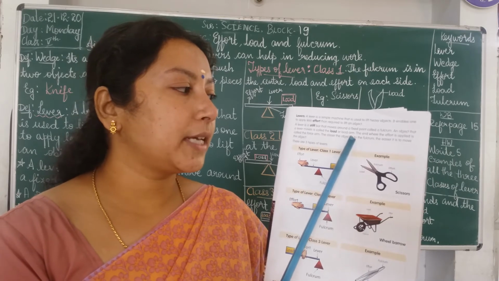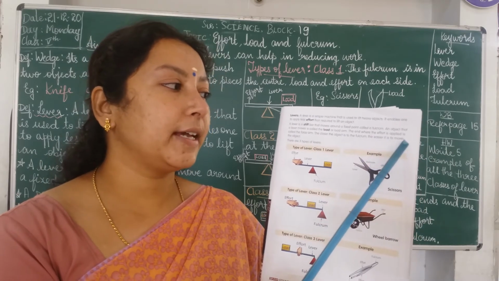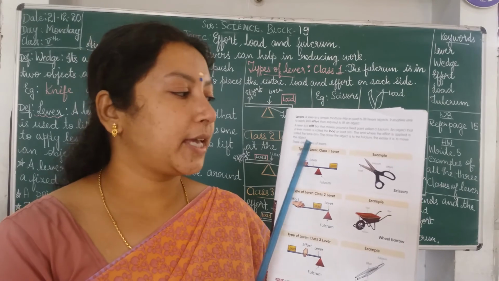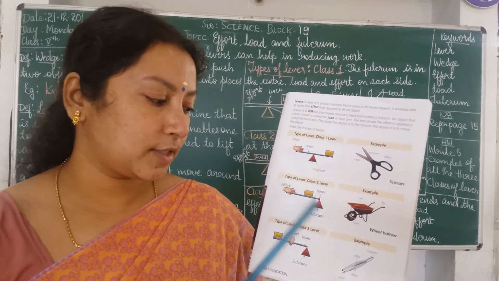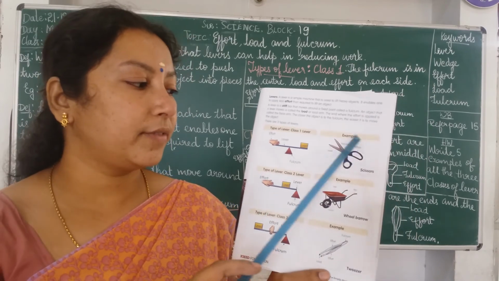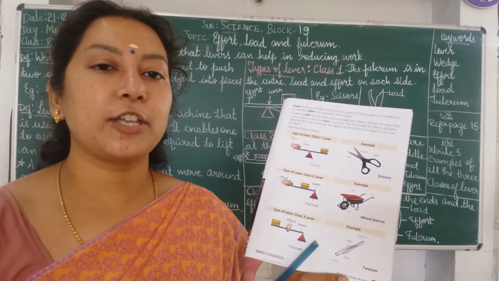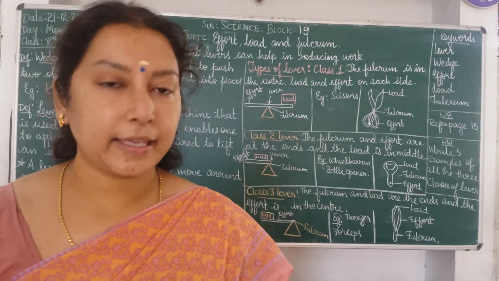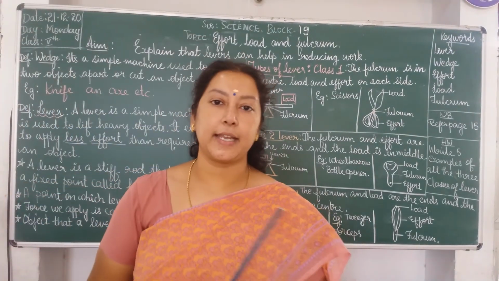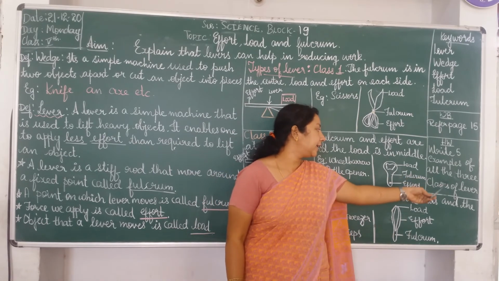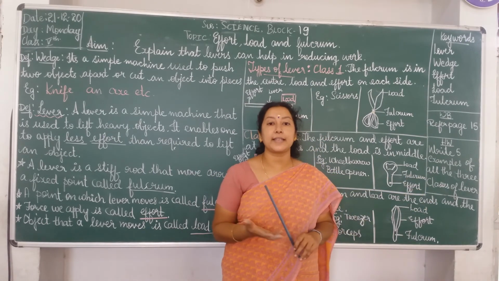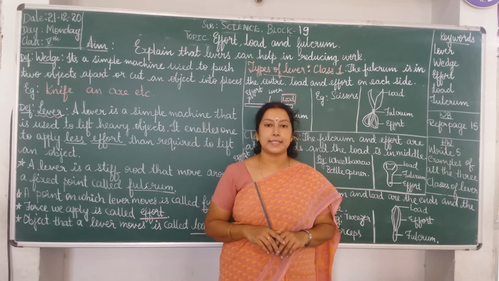The closer the object is to the fulcrum, the easier it is to move the object. There are three types of levers: class 1, class 2 and class 3 levers. You have the examples given in your page number 15. Read it again for better understanding. For today's homework, write 5 examples of all the 3 classes of lever other than the examples which we have done till today's class. Okay.